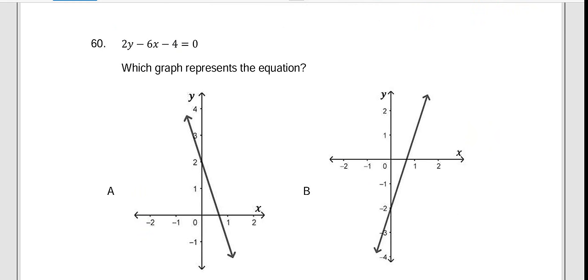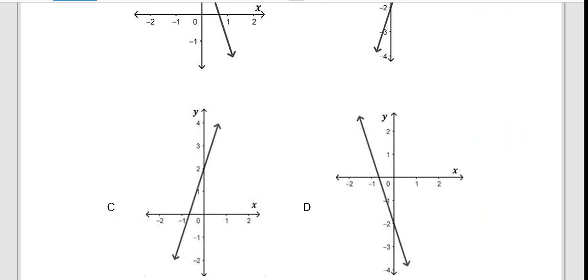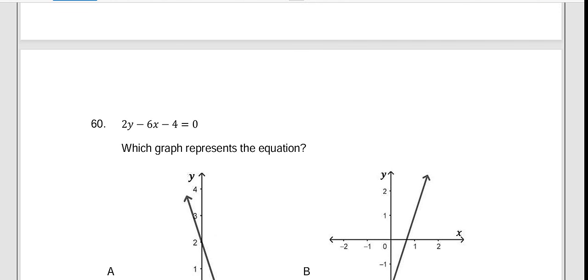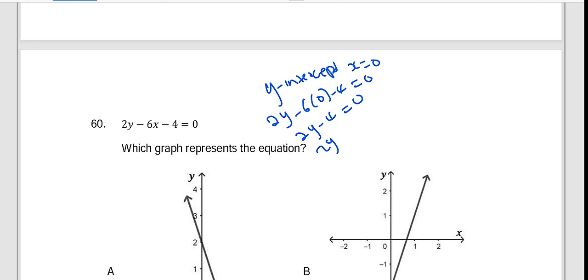Which graph represents the equation? In order for me to know which graph, I have to look for the y and x intercepts first. Y-intercept, x must be equal to 0. Where there is x, I'll put 0. It's going to be 2y minus 4 equals 0. Therefore, 2y equals 4. I divide by 2, I divide by 2. My y is 2. It is 0 and 2.